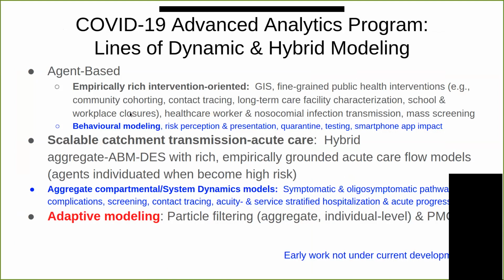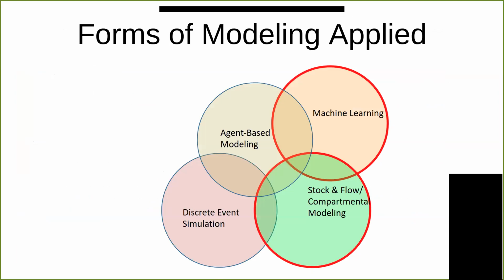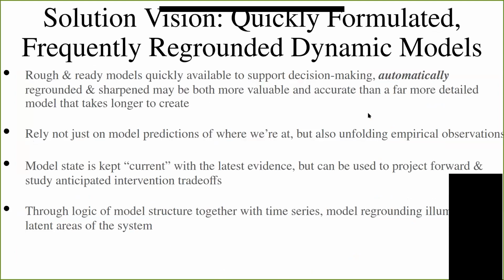A second line of work meshes, like the two past presentations, elements of Bayesian modeling on the one hand, machine learning techniques with dynamic modeling on the other. And this combines classic stock and flow modeling per system dynamics practice with machine learning.